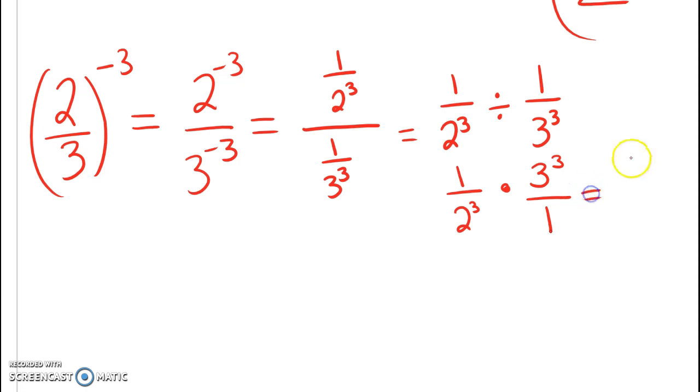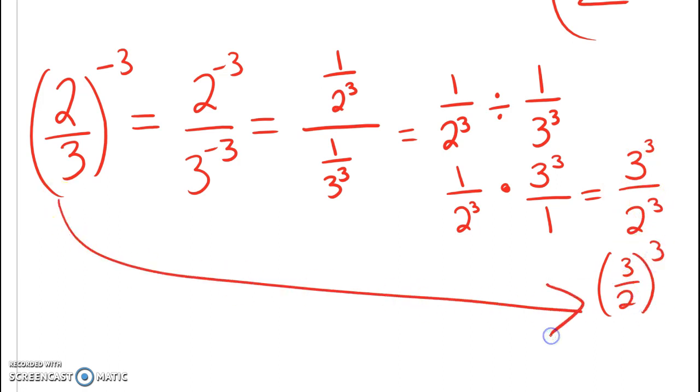Because now I get 3 to the third over 2 to the third, 3 over 2 to the third, which is what we said in the first place, that if you start with a fraction to a negative exponent, you flip it and you can make the exponent positive. Why? Because you end up with a fraction divided by a fraction, which turns into a fraction times its reciprocal. Multiplying by the reciprocal is what flips it and makes the exponent positive.